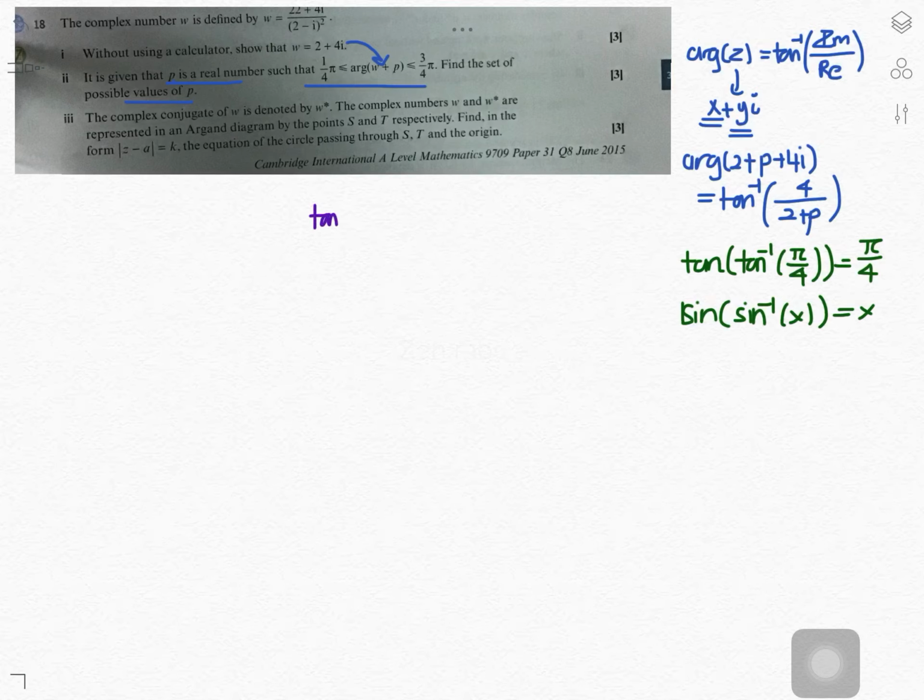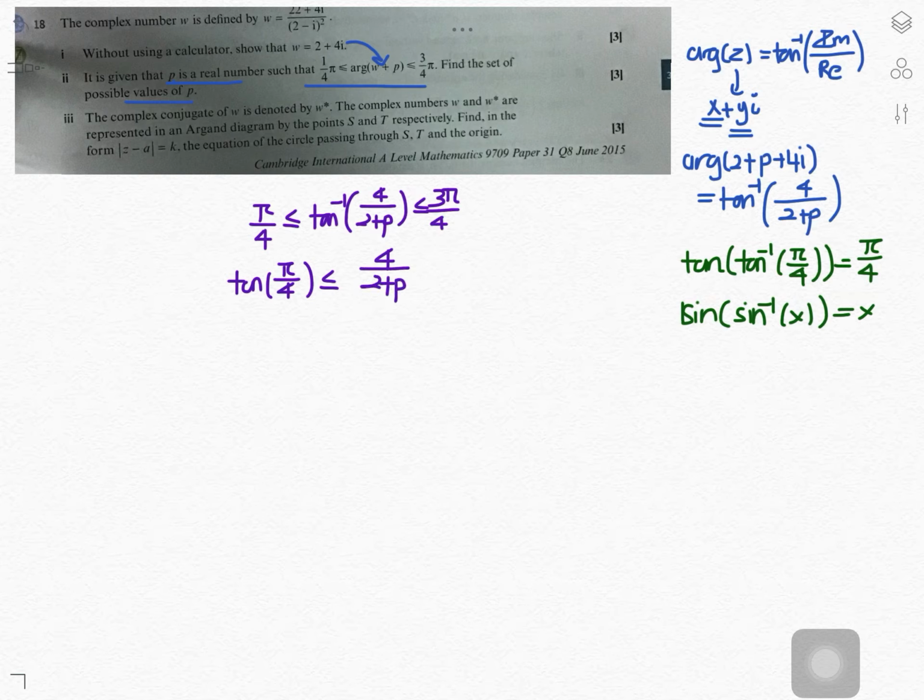So I'm going to write the middle part is tangent inverse 4 over 2 plus P, and then 3 pi over 4 and pi over 4. So how do I get rid of the tangent inverse in the middle? I have to multiply everything, the left, the middle and the right, with tangent function itself. So that's going to leave me with tangent pi over 4, 4 over 2 plus P, and then tangent 3 pi over 4.